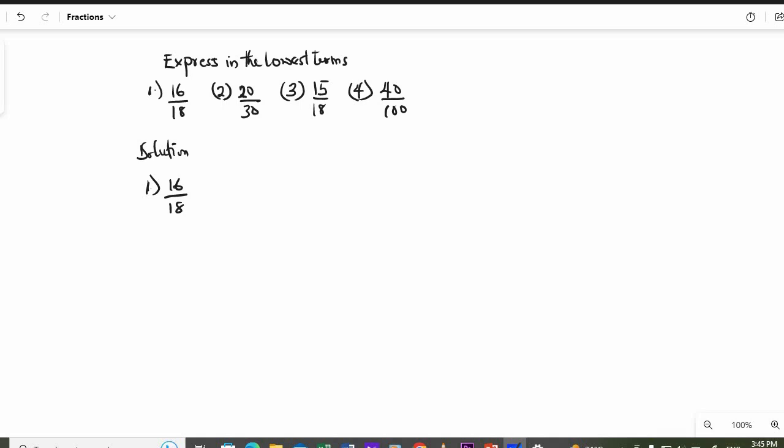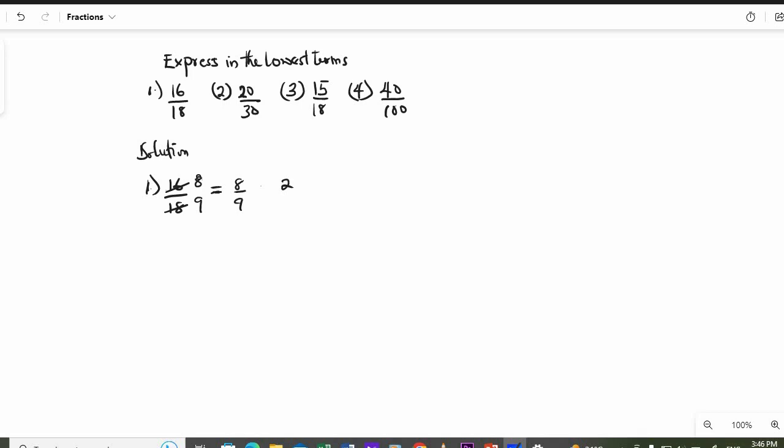So we can just draw a neat slash over 16. That's 16 divided by 2, which is 8. And another one over 18 divided by 2, which is 9. Now we see that there is no other factor that is common to both 8 and 9. So we'll stop here. We say 16 over 18 expressed in its lowest terms is 8 over 9.